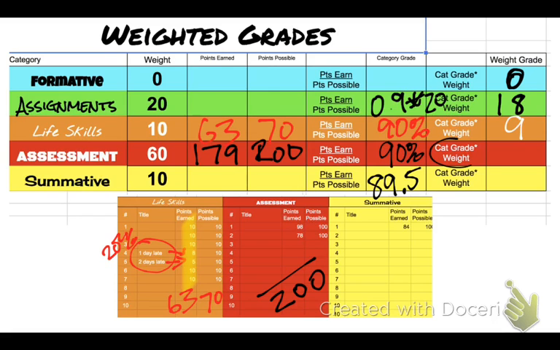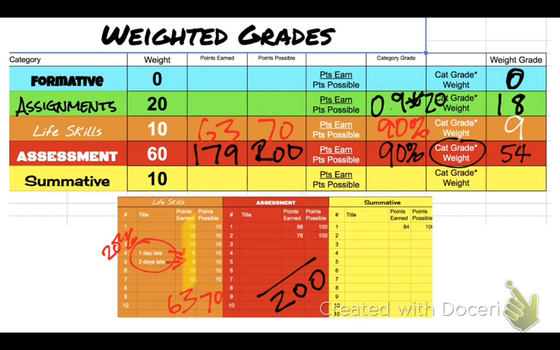So to figure out the category grade, this time I'm doing 0.9 times 60. 60, correct. And then we got... What did you say it was? 54. All right. We are nearing the end of the race now. So now we're going to go ahead and figure out the summative.